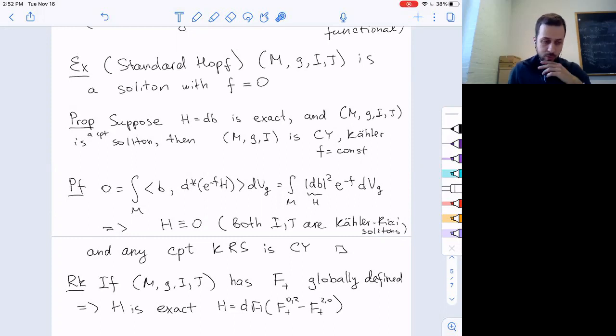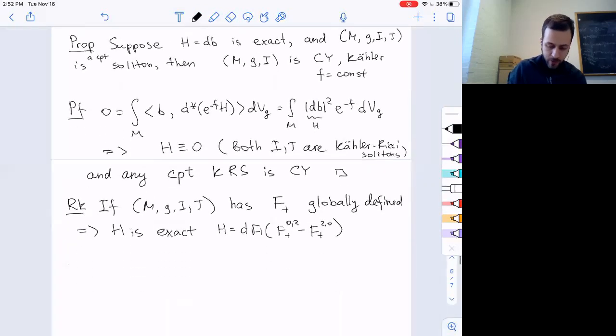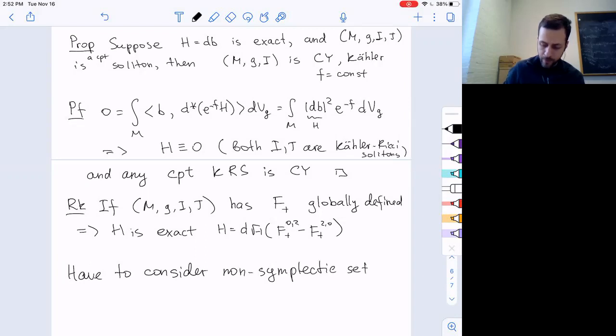And for these reasons, we would like to consider from now on, and we're really sort of forced to consider, examples which are not symplectic with respect to F plus. So F plus is not globally defined. And likewise, analogously, F minus cannot be globally defined. So the same remark holds with F minus instead of F plus. So we have to consider the non-symplectic setting. So we have to allow for it. And are there any questions to this point?